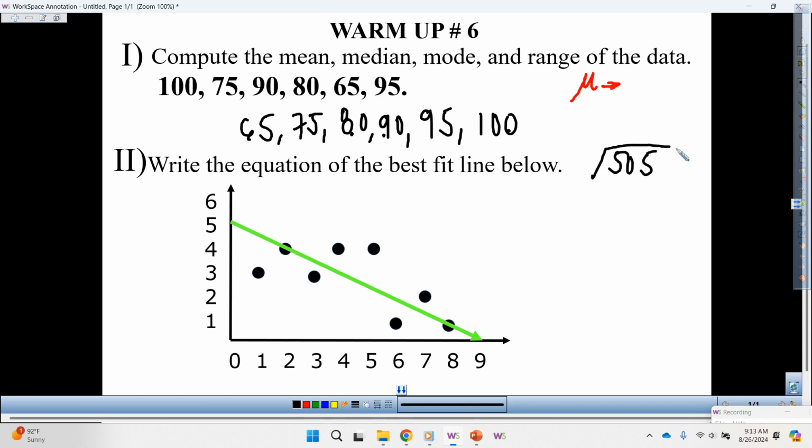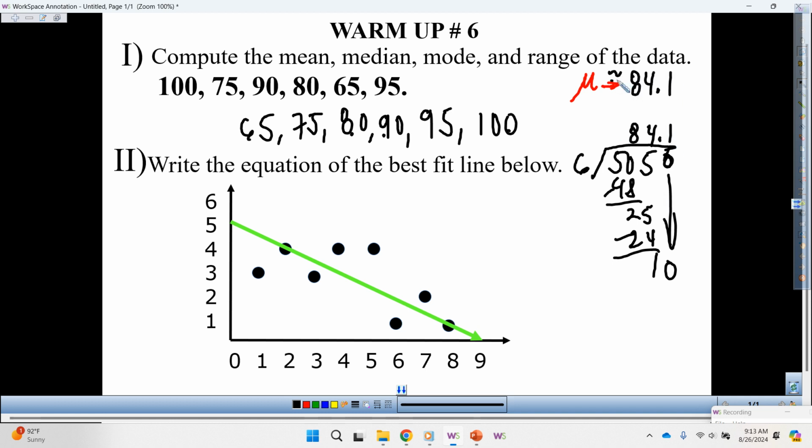505 divided by 6. If it's in there 8 times, that's 48. Subtract. If it's in there 4 times, 24. Add a 0. Bring that down in a decimal. So if it's in there once, then I'll leave it as 84.1 approximately. Hands if you got that.